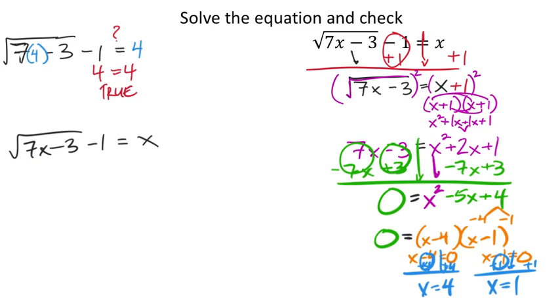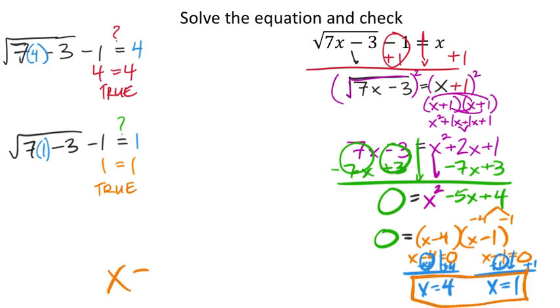But let's check the other one. So x, now we're going to say is 1. And let's check for truthfulness here. So 7 times 1 is 7, minus 3 is 4. Square root of 4 is 2. 2 minus 1 is 1. That does check off. 1 does equal 1, which is true. So now we know that both of these are correct.